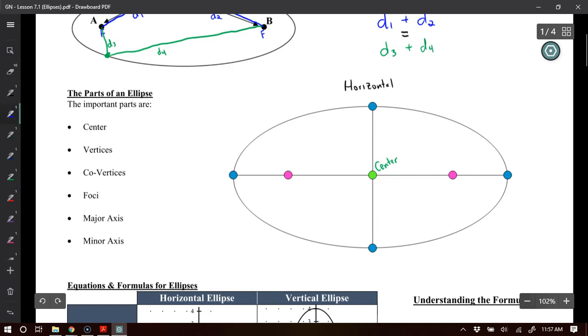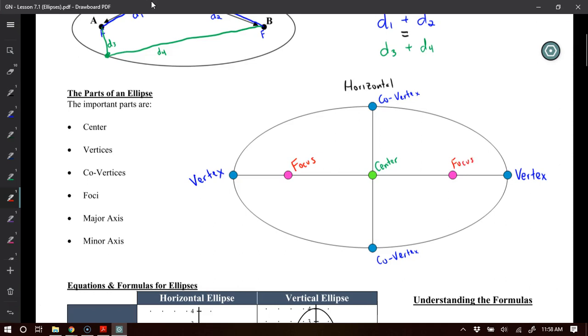On it, we have the vertices. Now, since it's horizontal, the vertices, each one is called a vertex, are on the horizontal stretch. The co-vertices are on the smaller stretch, which in this case would be vertical. So here's a co-vertex. And the foci are inside the ellipse. So here's one focus, and here's another focus. Now, if it was vertical, the vertices would be up and down, and the co-vertices would be left and right. And we'll see a picture of that below with the formulas on it.